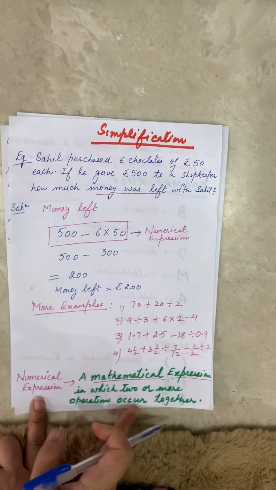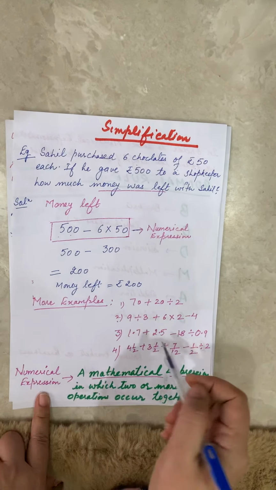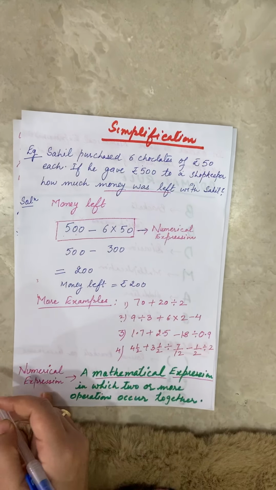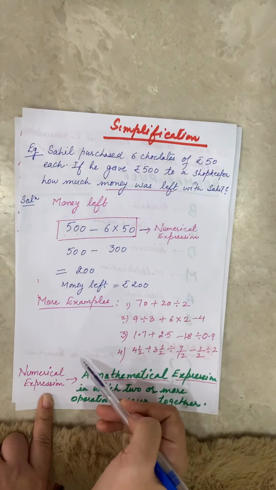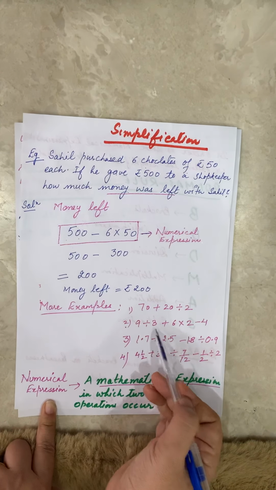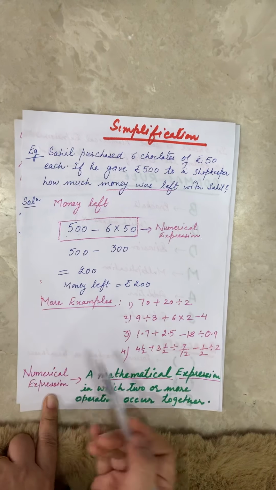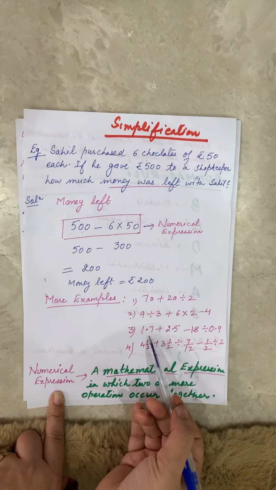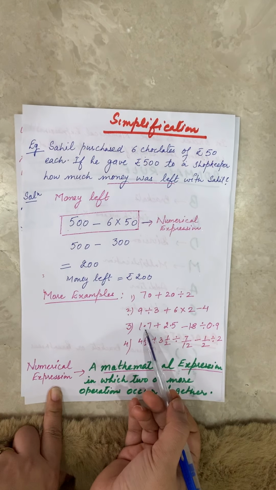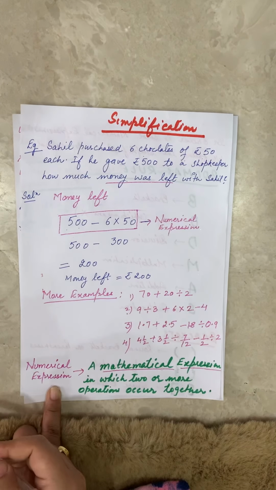Now we can see more examples like this. First example is 70 plus 20 divided by 2. Now in this we have used two operations. In this second example we have used 1, 2, 3 and 4 operations. Similarly, we can use all these operations in decimals and in fractions also.